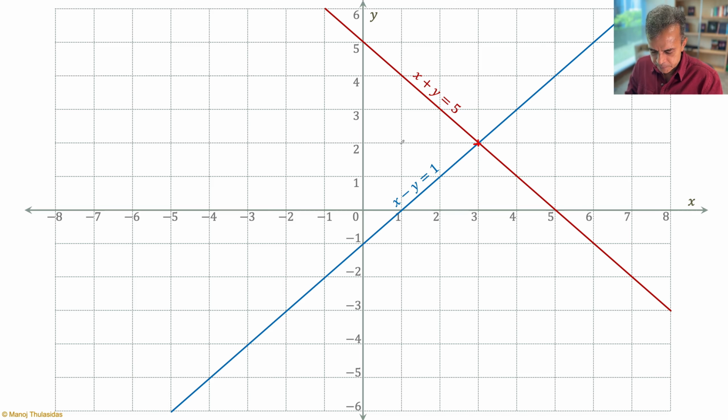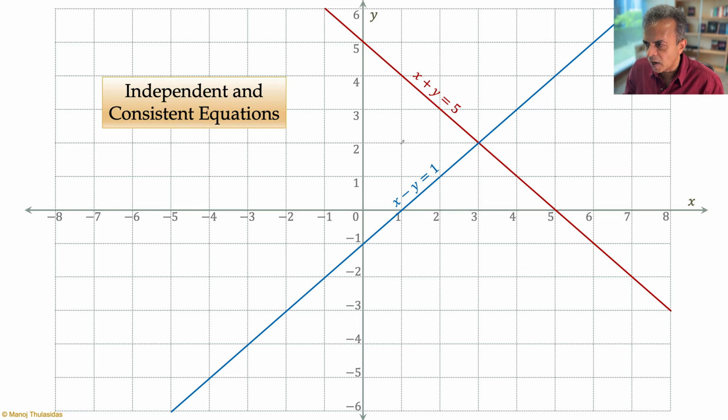All very good. The reason why we could actually find a unique solution is because these two equations were independent and consistent. I haven't defined what independent equations or consistent equations are, but we will do that later in this video. But for now, you can kind of understand what independent means. This means kind of like linearly independent vectors, kind of, not identical to. Consistency is a bit harder to define, but we'll see that.